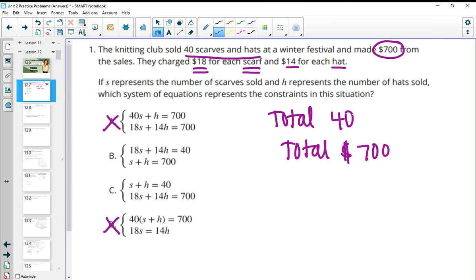So when we're looking at 40 being the total, 40 is the total of the number of scarves plus the number of hats, not the money that goes with them. So this one has it with the money equal to 40. So we want C. The number of scarves plus the number of hats is 40. $18 times however many scarves we sold plus $14 times however many hats should equal $700.